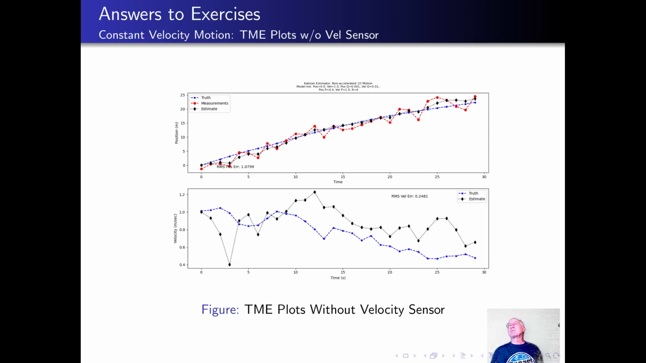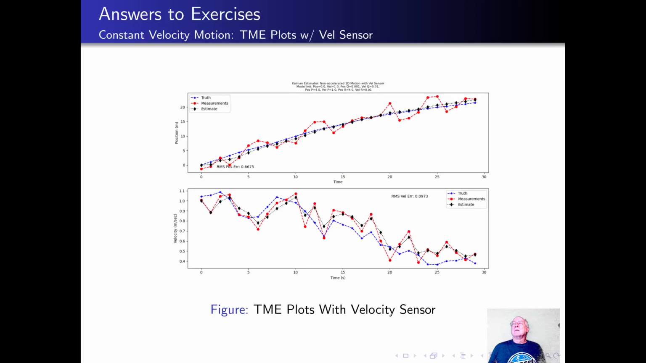So here's the TME plots. This is without the velocity sensor. So you again see that the estimation of velocity, the lower plot, is having trouble keeping up with the truth in blue. But when we take a look at the new model with the velocity sensor, you can see now we have measurements down below in the velocity estimation, and those measurements help us so the black estimation keeps up with and hugs the truth, the blue, quite well.